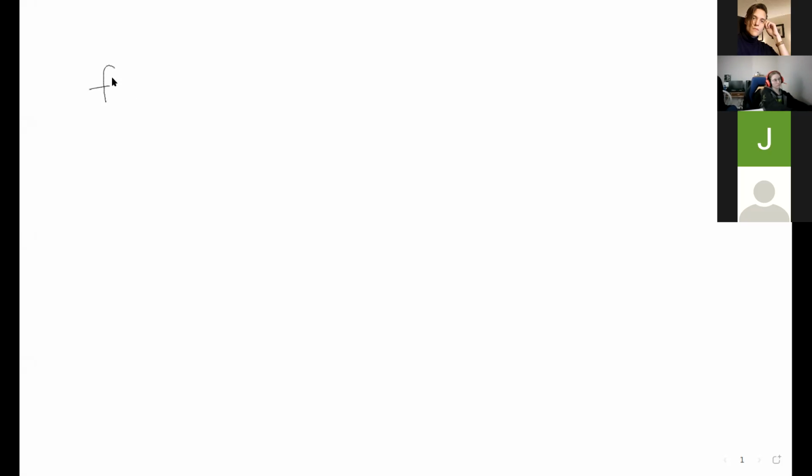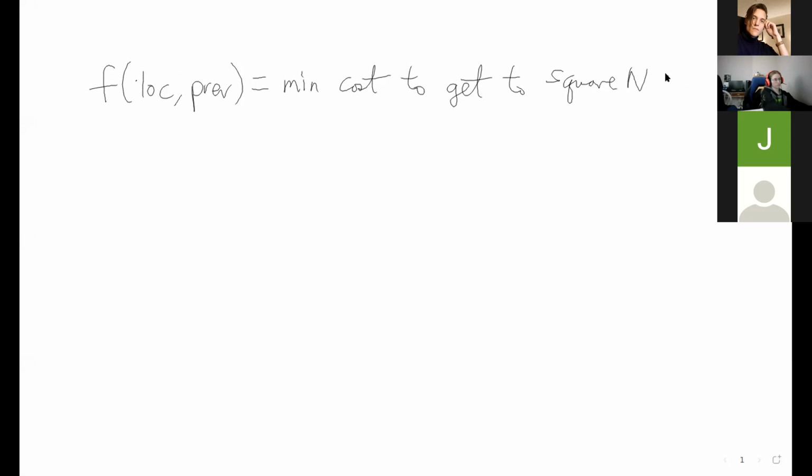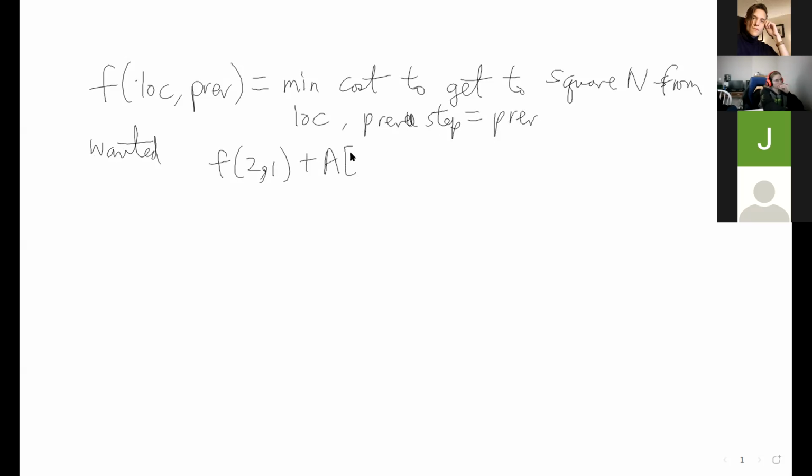I was trying to say f of location and previous equals the minimum cost to get to square n from location, where the previous step was previous. Okay, and I wanted f of 2, 1, because that's how I start, plus the entry fee to step into square 2. That's what I want to compute at the end.